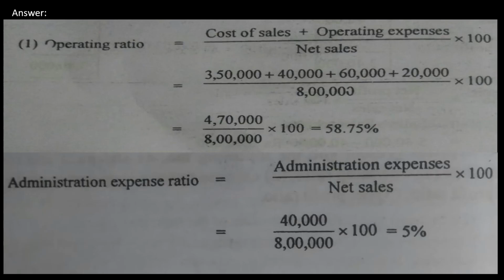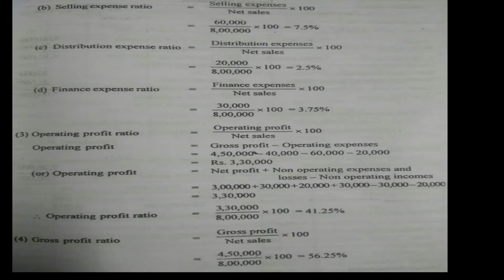So look here, operating ratio: cost of sales and operating expenses by net sales. Okay, you got the answer. Now, even administrative expenses, I told you, if they ask you to find any particular expense ratio, you take that as a numerator, divide by net sales into 100. Okay, next slide. Here you're going to find selling expense by net sales, then distribution expense by net sales, then finance expense by net sales. See, all expenses on the numerator on the top, net sales will be the divider into 100. Okay, will give you the percentage.